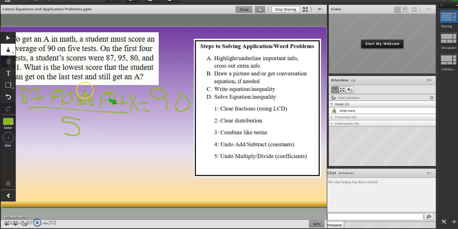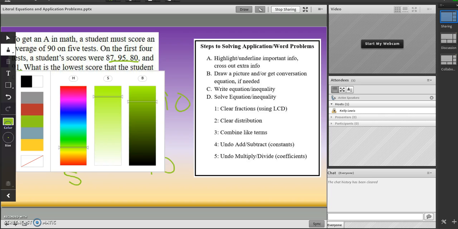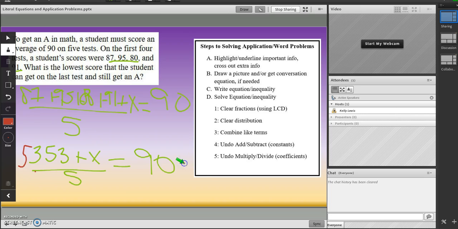All right, so it's average. This is an 80. So we're going to add up these numbers. 87 plus 95 plus 80 plus 91. I get 353 plus x over 5 equals 90. Okay, I need x by itself, and that 5 is being divided, so I'm going to multiply both sides by 5. And when I multiply both sides by 5, these cancel, and all I have left is 353 plus x equals 450.